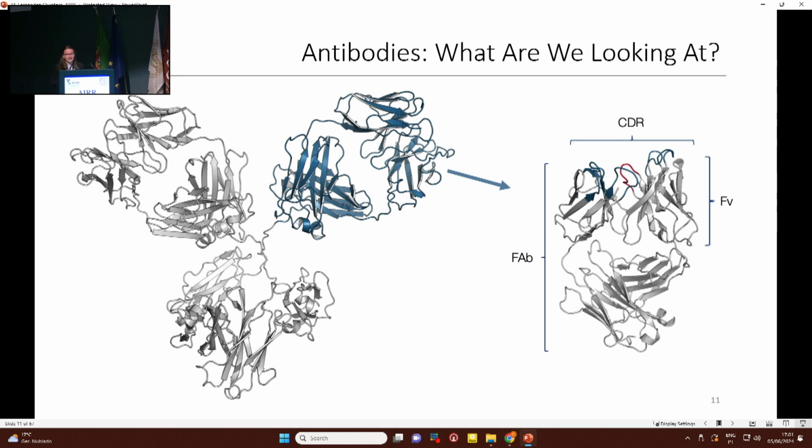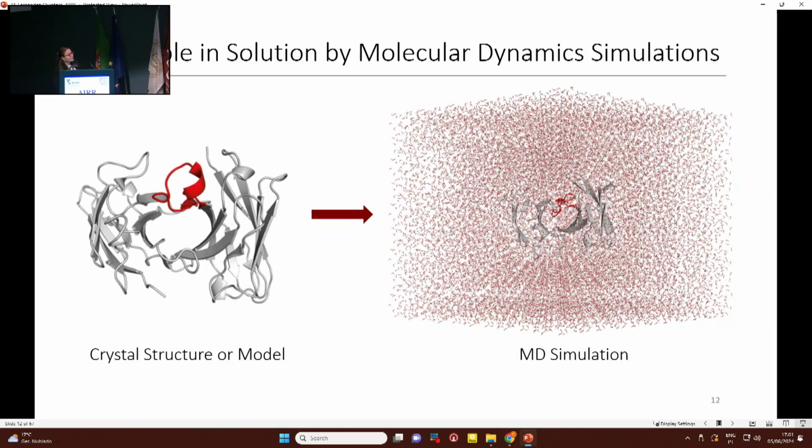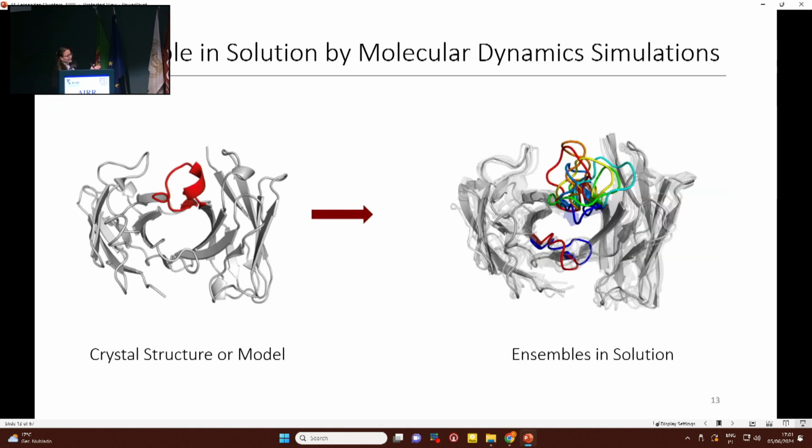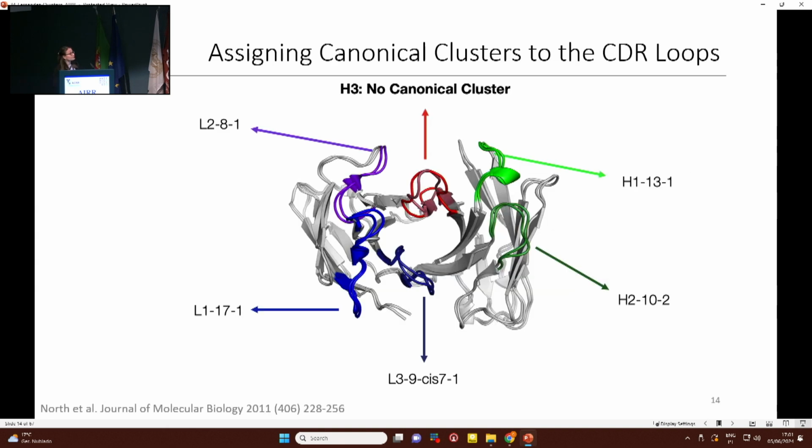When I'm talking about antibodies, I'm mainly focusing on the antigen binding side. In particular, I'm talking about the CDR loops that are actually responsible for antibody-antigen binding. As mentioned before, our MD simulations are performed in explicit solvation, so in the end we hopefully get an ensemble in solution, and we can also characterize water in the interface and what the important aspects are where solvent plays a role.